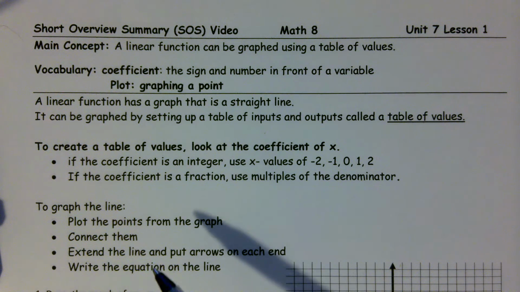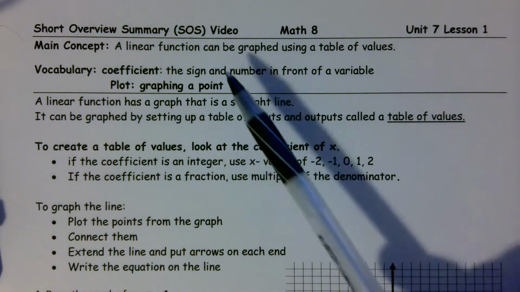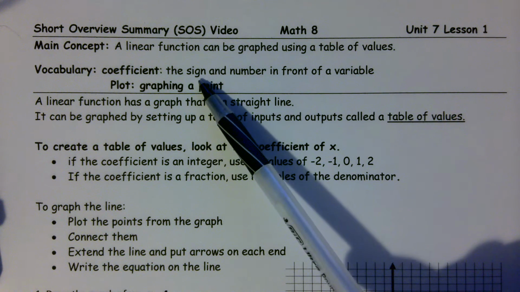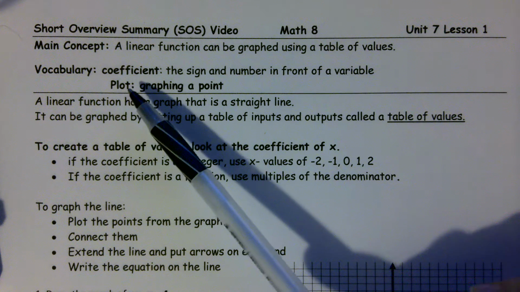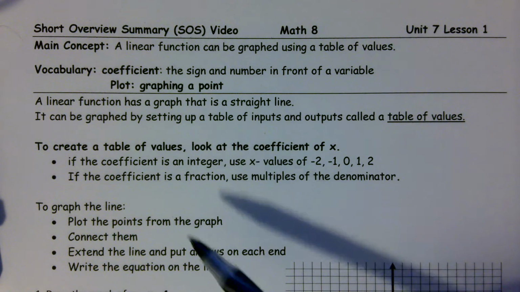The vocabulary you need to know is that the coefficient is the sign and number in front of a variable. When I say sign, I'm talking about negative or positive. And if I'm going to plot something, that means I am graphing one point.